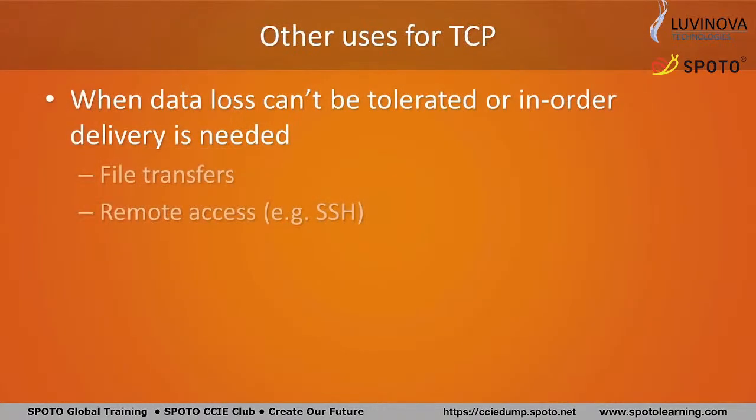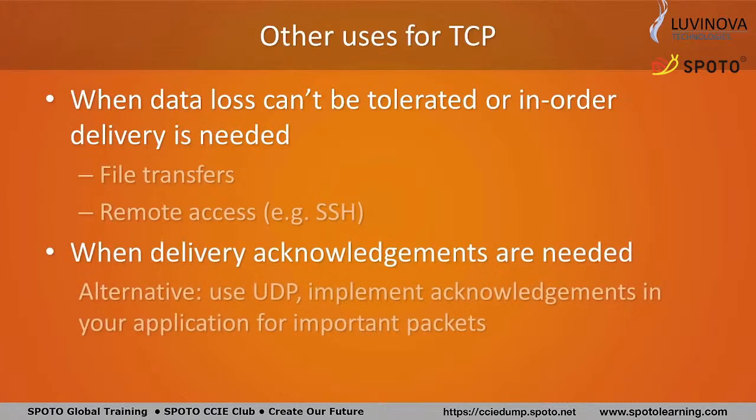Now, I don't know about you, but when I download files off the internet, I'd like to have all the parts, including the chunks that didn't make it through the first time. TCP offers retransmission, UDP does not. We're also going to need in-order delivery because seriously, what good is a scrambled JPEG? For similar reasons, remote access protocols like SSH also use TCP. If you need delivery acknowledgements, UDP isn't going to do you any good. If you insist on using UDP, you could implement some sort of acknowledgement system in your application layer for important packets, but most of the time it's not worth the hassle.